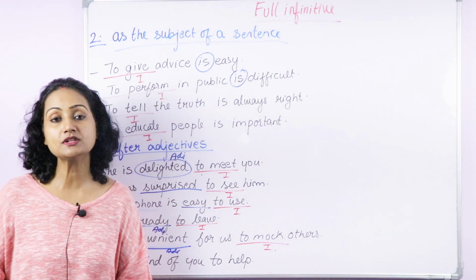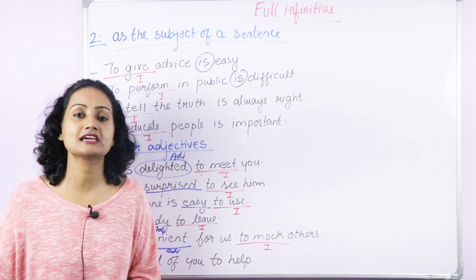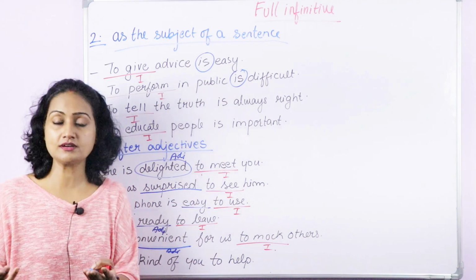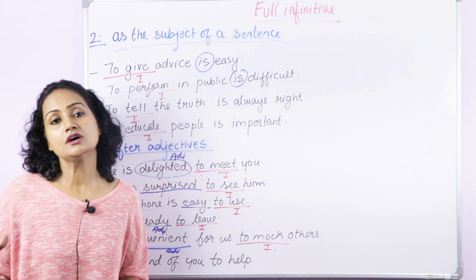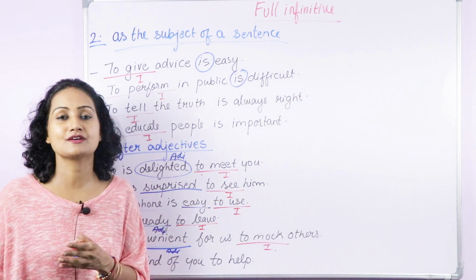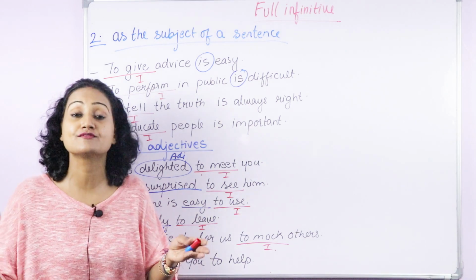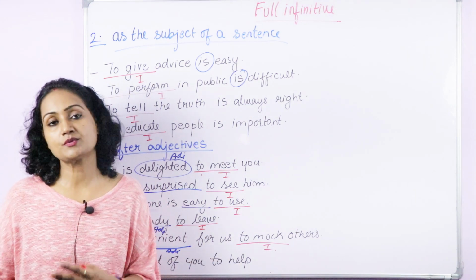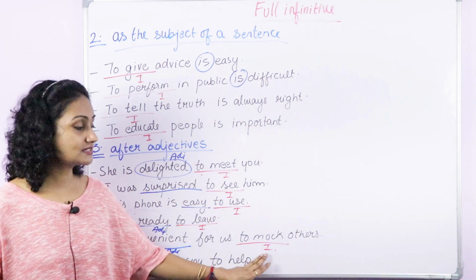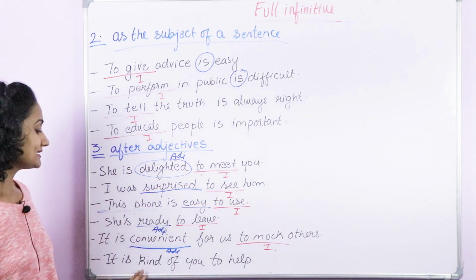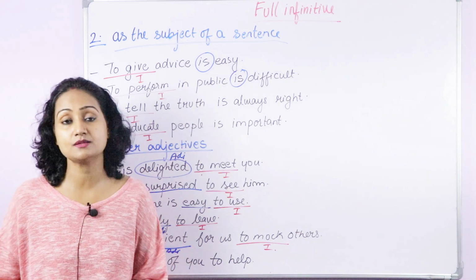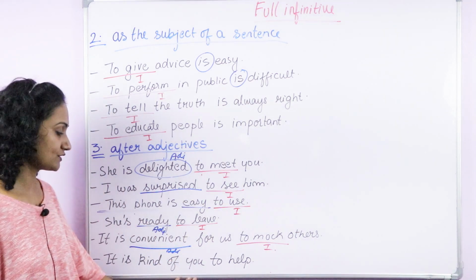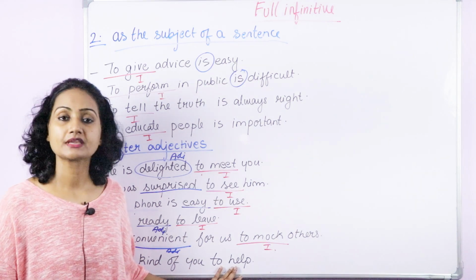Let me give you one more example. It is annoying for everyone to go on stage for photographs. So it is annoying for everyone. So here for after the adjective is used to show who the adjective is referring to. So it is annoying for everyone. So it is referring to everyone. Okay, so this way sometimes we use the preposition for after an adjective, and then comes the full infinitive. Now the next sentence is, it is kind of you to help, and sometimes we use the preposition of after an adjective, okay, in these kinds of sentences, and then comes the infinitive.